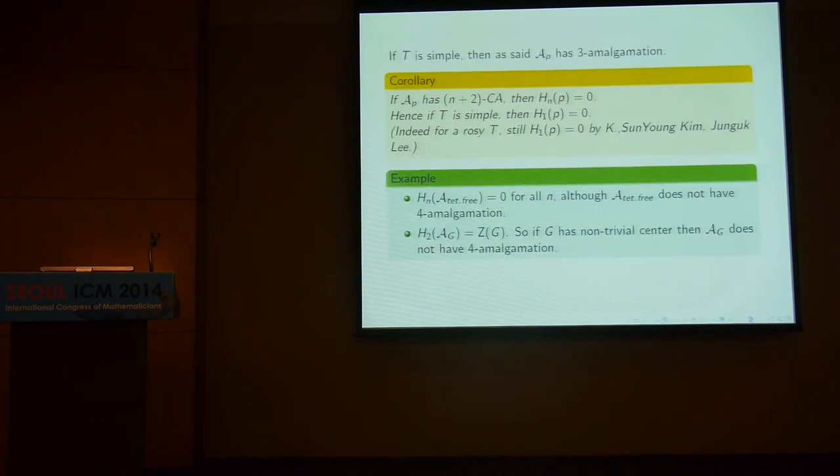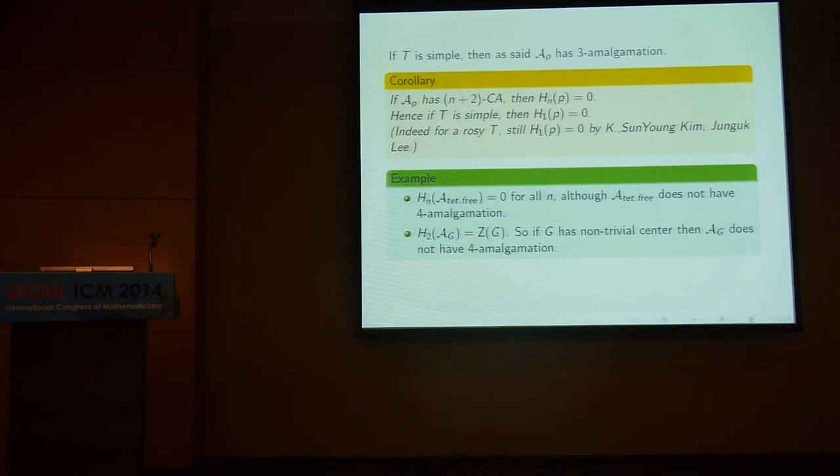So from now on, this amenable collection has three-amalgamation, has a certain property. I simply say this complete type P has a certain property. So the corollary is, if we rewrite the previous fact within this context, then if P has 1 up to n plus 2 amalgamation, then the n-th homology group is 0. Particularly, as I said, simple theory has 3-amalgamation, so the first homology group is 0.